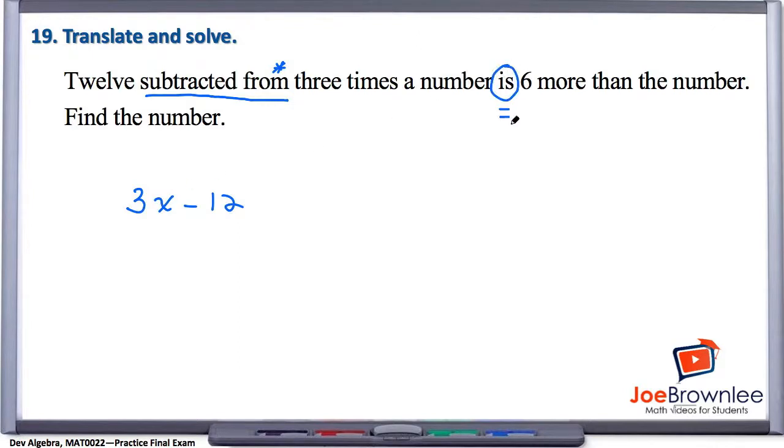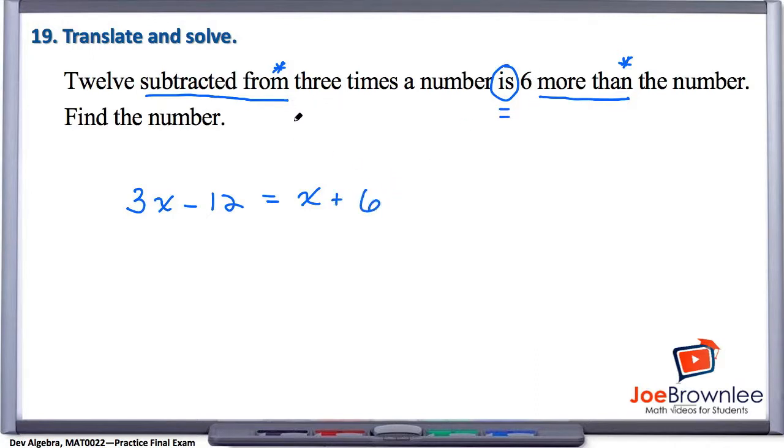is, and we talked about last video in number 18 that when you see the word is, that means equals 6 more than the number. Again, more than is one of those key phrases that tells you, all right, no matter what order the elements were presented to us in the word problem, we have to reverse the order. So just because 6 came first, this more than tells us we have to put what comes after the more than first, and in this case, it's just the number, or x, and more than indicates addition, so we'll say plus the 6.